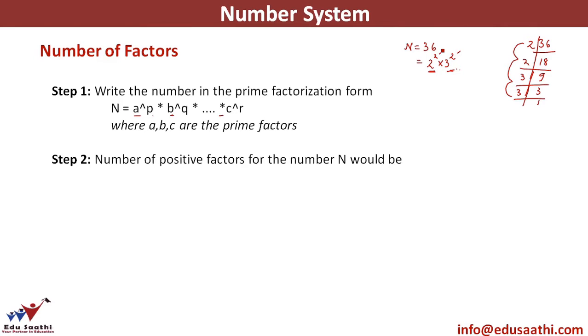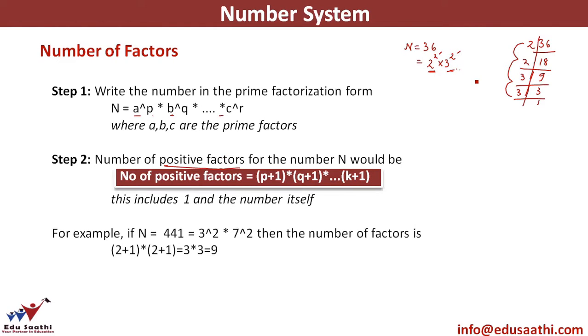The second step would give me the answer, the number of positive factors. Now this formula gives me only the positive factors, including 1 and the number itself, and it would be given by the powers that I have. That is what I need to focus on. This power is 2, 2 plus 1. Increment the power by 1 and multiply them. 2 again, 2 plus 1. So this will be 3 into 3, giving me an answer of 9.